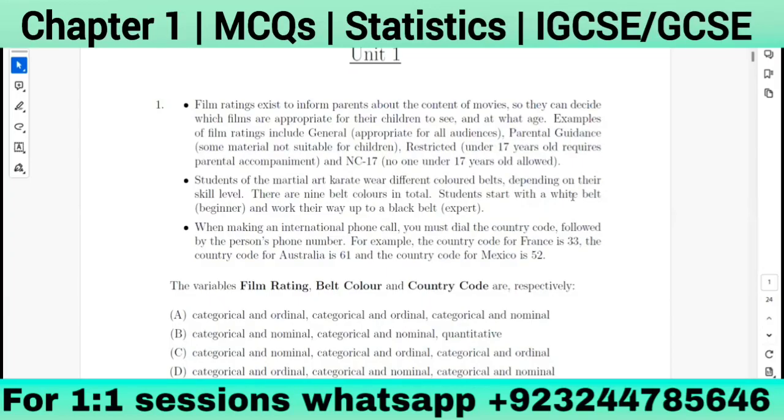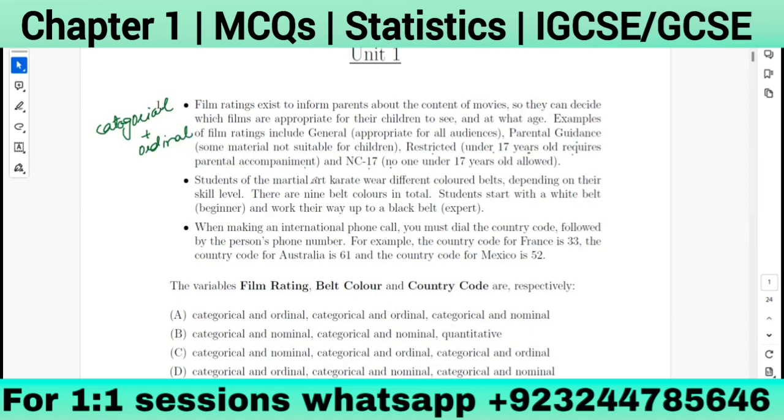Film ratings exist to inform parents about the context of films so they can decide which films are appropriate for their children to see and at what age. Examples include general, parental guidance, restricted (under 17 requires parental accompaniment), and NC-17 (no one under 17 allowed). So film ratings are a variable that is categorical and ordinal.